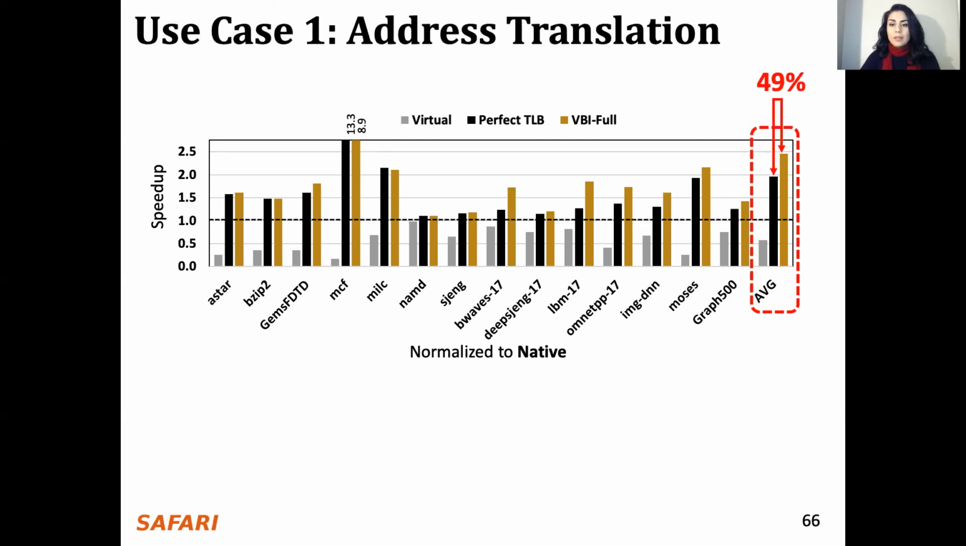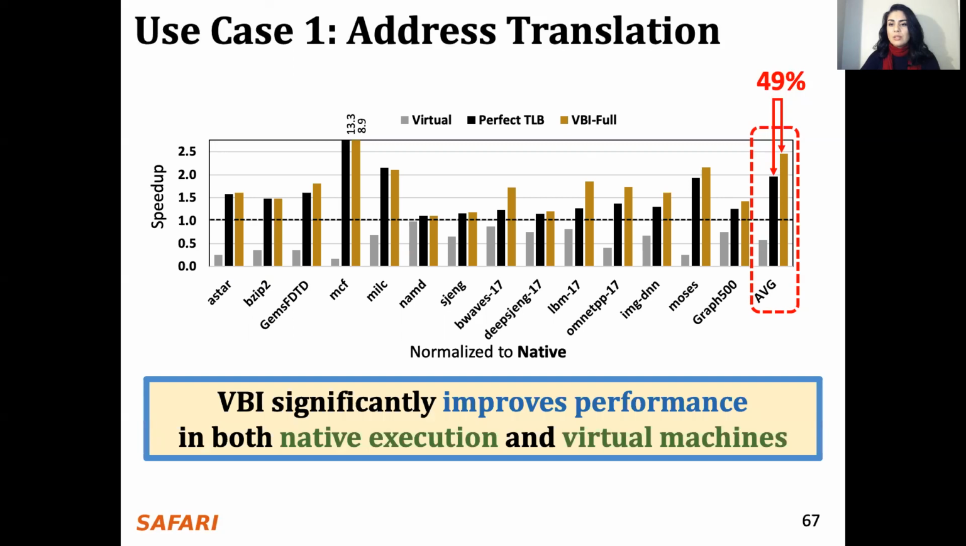framework. The fifth observation is that VBI outperforms the perfect TLB system by 49% on average. This is due to the fact that the benefits of VBI and the optimizations that it enables are not limited to only reducing the address translation overhead. The delayed physical memory allocation optimization improves the overall system performance by reducing the traffic of the program memory accesses to the main memory. Please refer to our paper for more details. We conclude that VBI can significantly improve performance in both native execution and virtual machines.